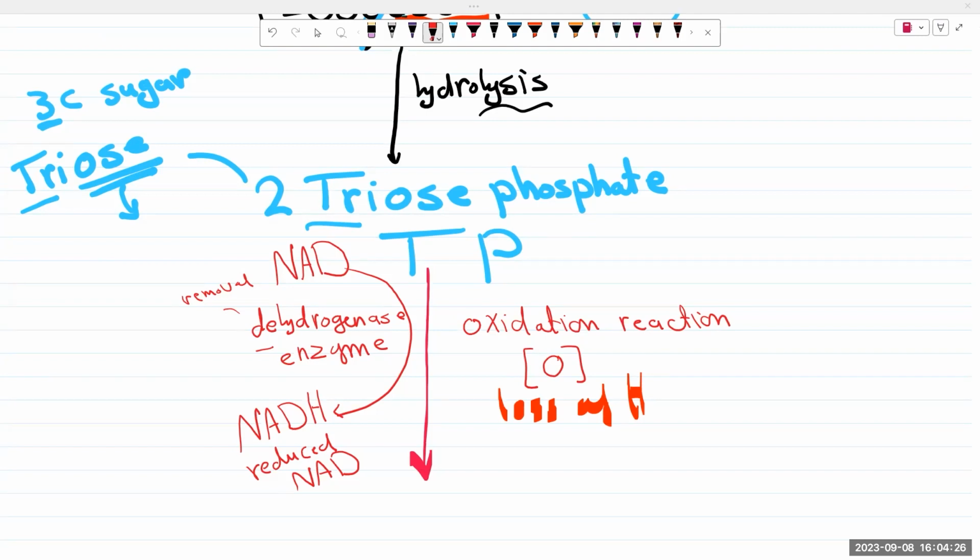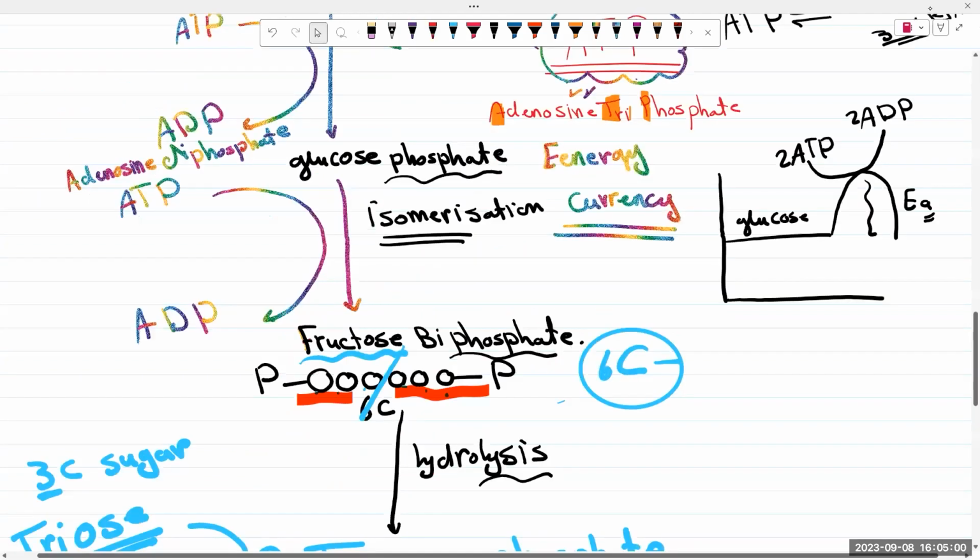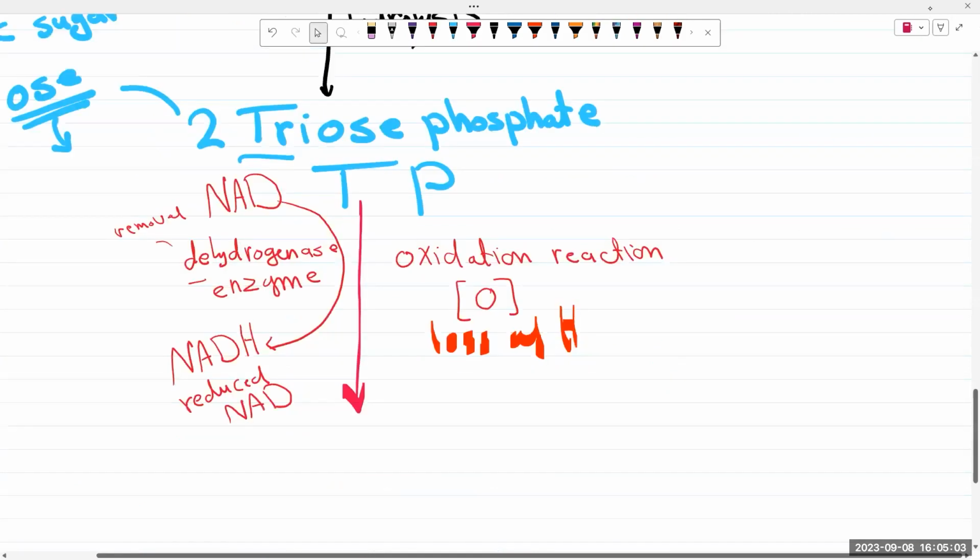Okay, what will be the product of that oxidation? First, any redox reaction releases energy. It's an exothermic reaction. It's well known for anyone who's taking chemistry. So this reaction will release energy. In the form of what? Light? Heat? No. It releases energy in the form of the same energy currency, ATP. So ATP will be released again? Yes, ATP will be released one more time.